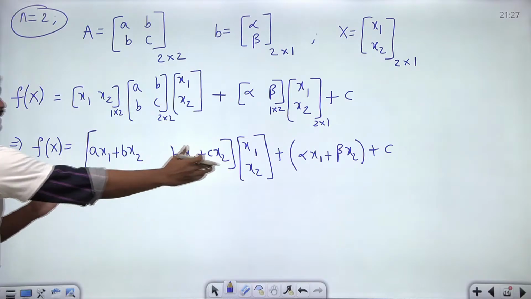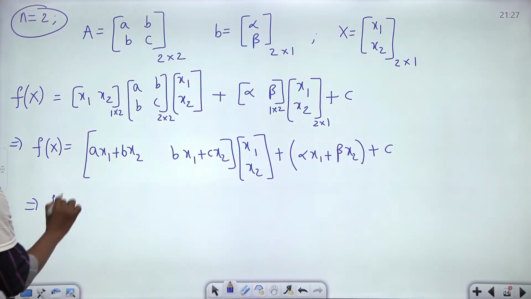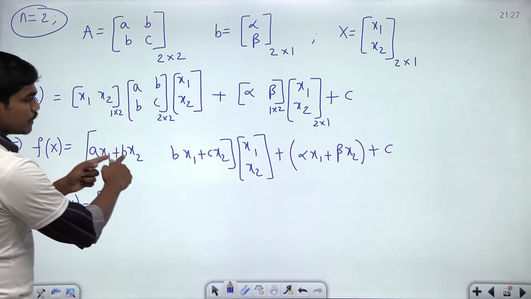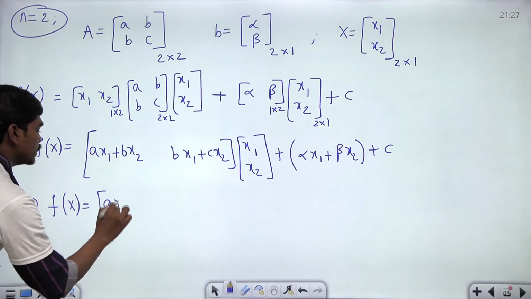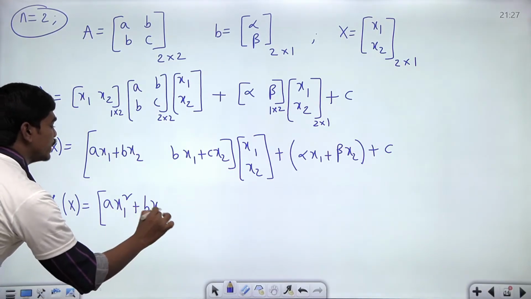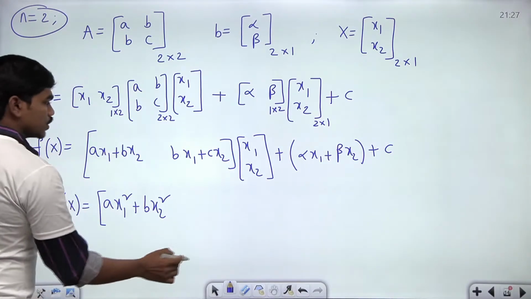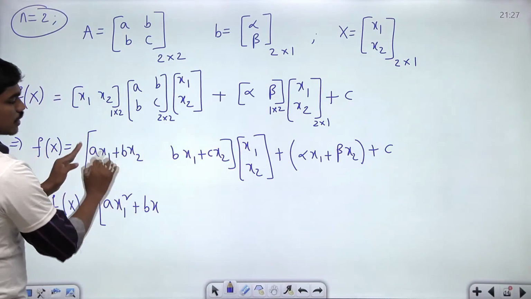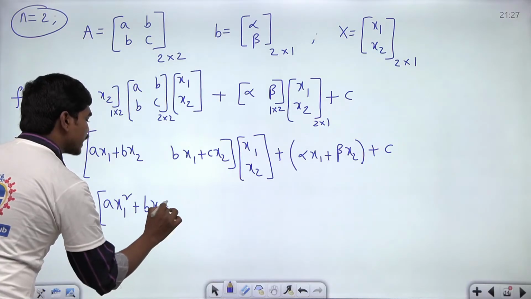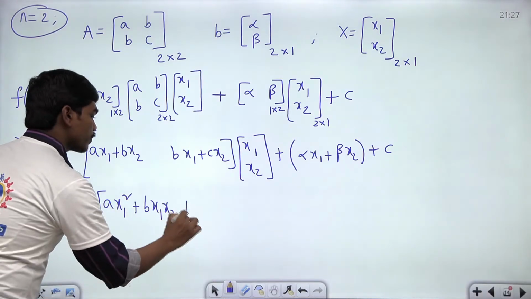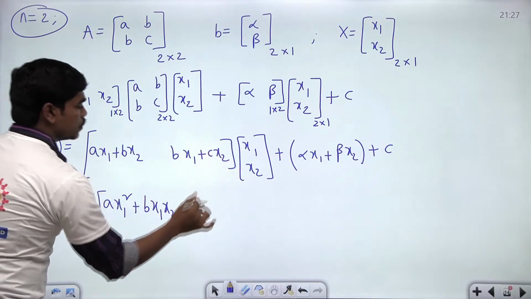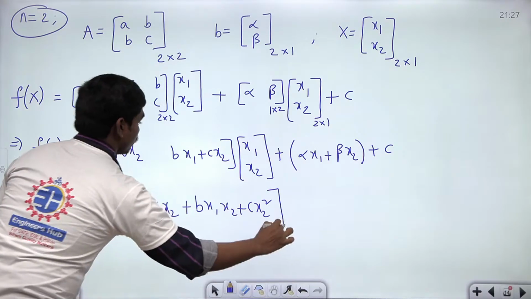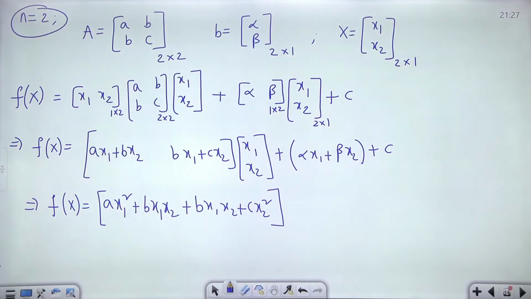Correct? And if you multiply these two matrices again, we have f of x is equal to Ax1 plus Bx2 into x1, which is Ax1 square. Oh sorry, this is again multiplied with x1. So Ax1 plus Bx2 into x1 gives you Bx1 x2. Correct? Plus the multiplication of the other two elements is also Bx1 x2 plus Cx2 square. This is what you have. Correct? Can you all agree with me?